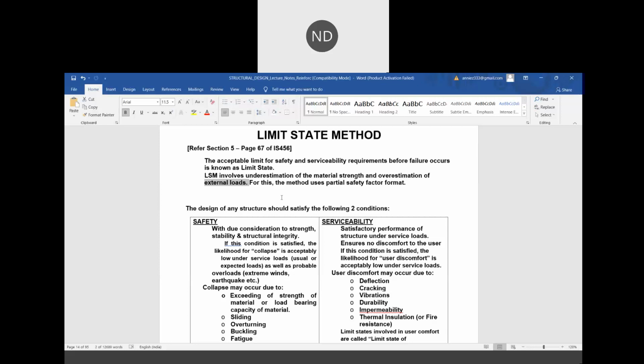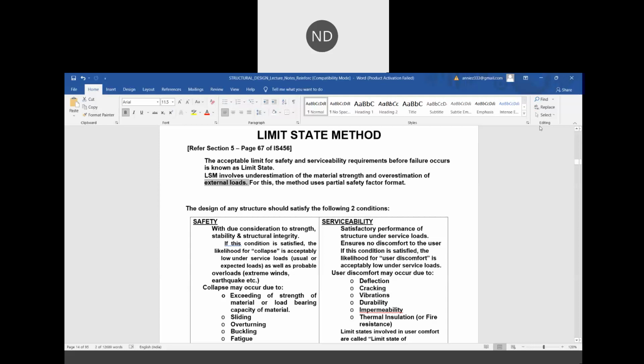Okay, so then again, that means if we consider more load for designing, obviously our structure will be safe, because the maximum load which you take for your design, obviously if it is maximum, that means it will be on your serviceability.